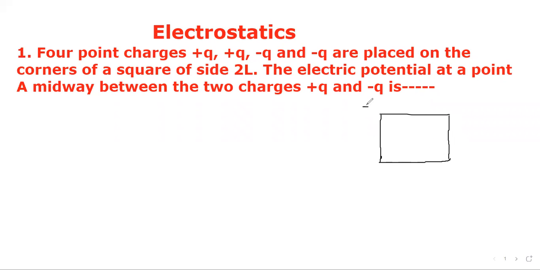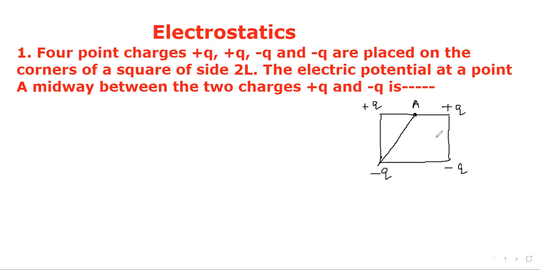One charge is here plus Q, another charge is here plus Q, then this charge is minus Q, this charge is minus Q. Now, suppose this is point A, which is midway. We have to find out total potential.